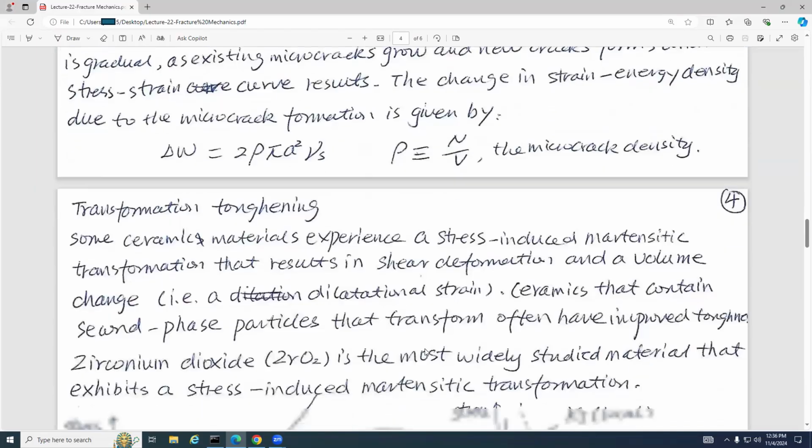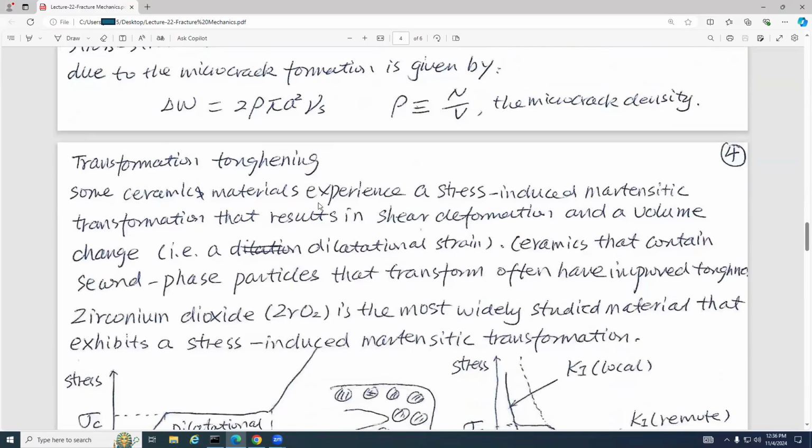And the second one is transformation toughening. As the name suggests, we need to have some phase transformation in front of the crack.